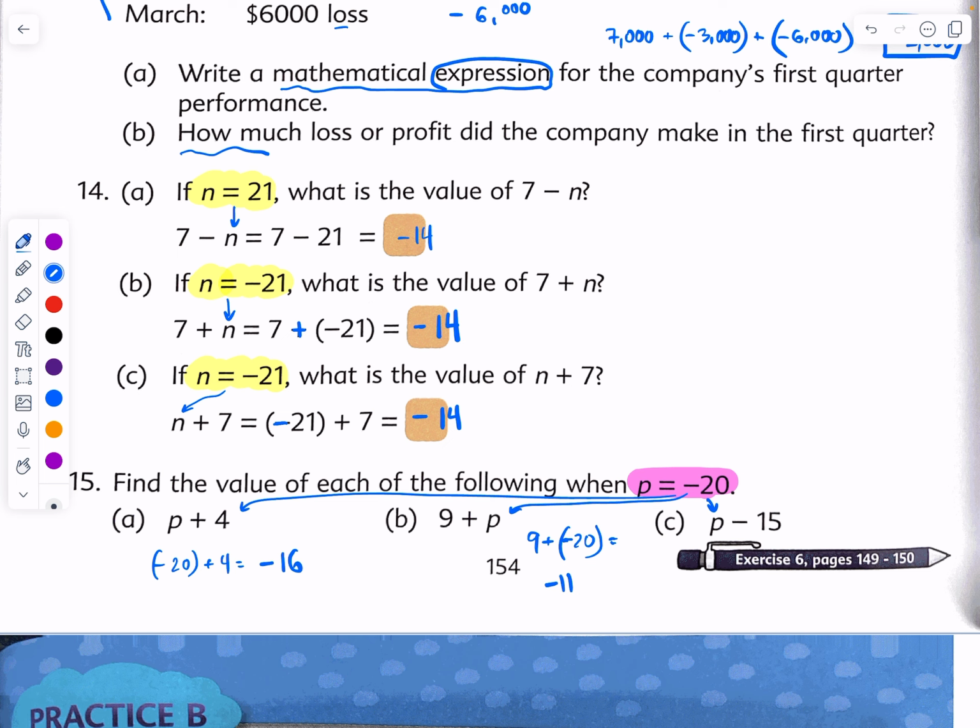And finally, minus 20 minus 15. Now, that's an example we have not seen so far, but there are two ways to think about it. One way, think of a number line. So 0 is somewhere here. This is negative 20, right? That's our starting number. Where do we go 15 steps? 15 steps to the left will land us farther away at negative 35. Negative 35, okay? So that's one way to think about it.